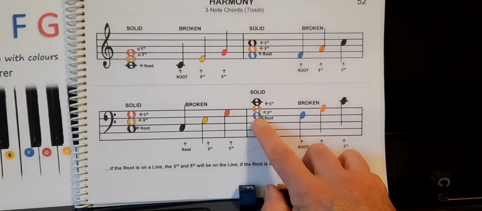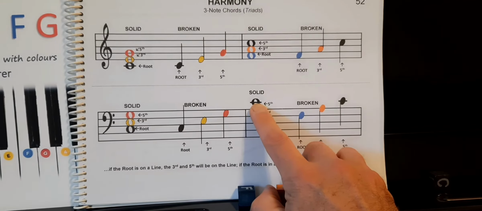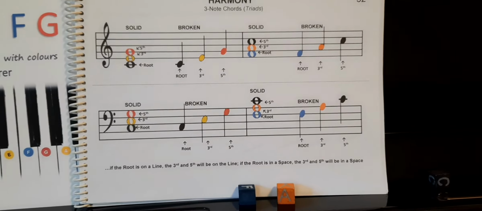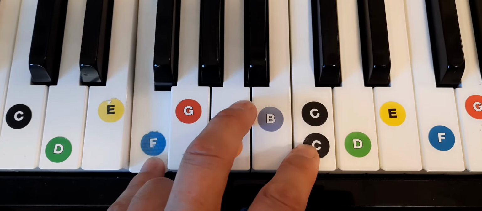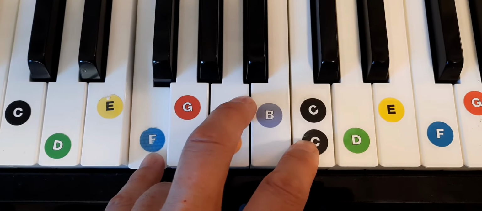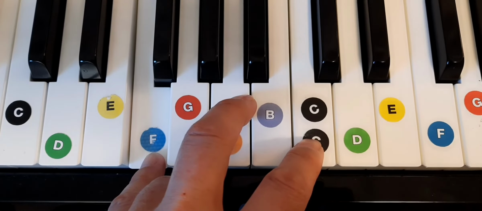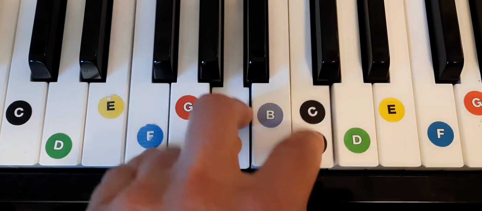You see we have solid, arranged vertically, F, A, C, broken. And on the keyboard, what I call special F, because this is the F around which all the lines and spaces and notes on the staff are arranged. So we have solid and broken.